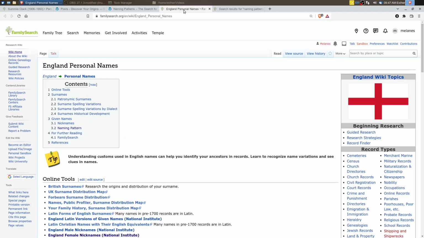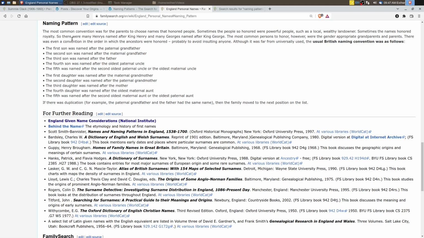So if we look at the article, there's a lot of information about names and naming patterns. And there's a paragraph here that I also included in my blog article about the usual British naming convention. So for example, the first son would be named after the paternal grandfather, the second son named after the maternal grandfather. So if you understand this pattern, then it may give you some clues of where to look next in your family history research. The article also has some additional resources that you can use to look at names and what they might mean.